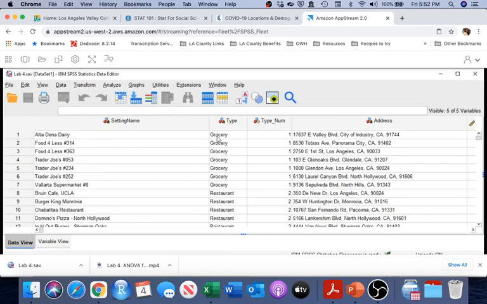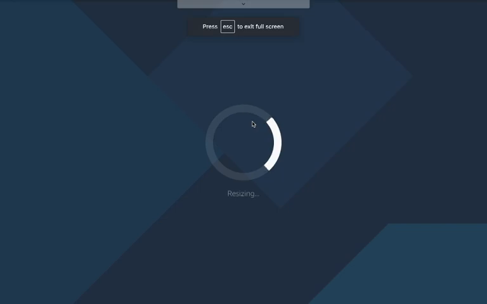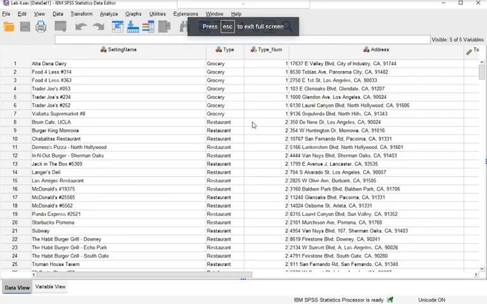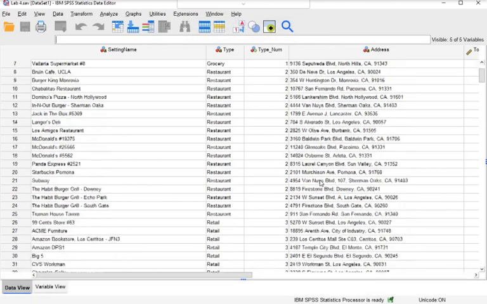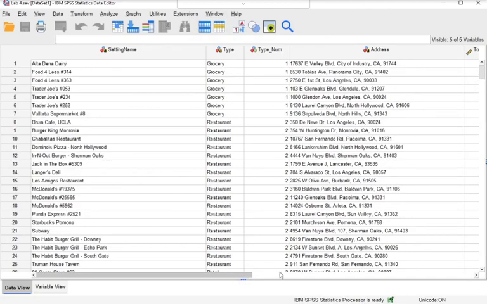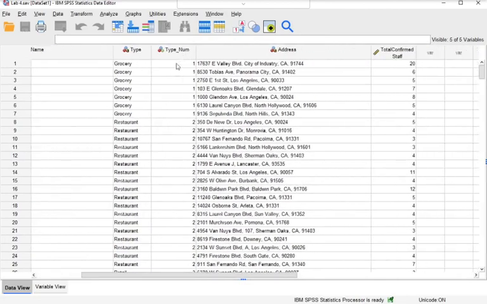Altadena Dairy Grocery. Here's the address. And let me make this, so I like working in full screen because it makes it easier to work with. So, oops, sorry, I accidentally scrolled. And then I have the number, right? And then the total staff.